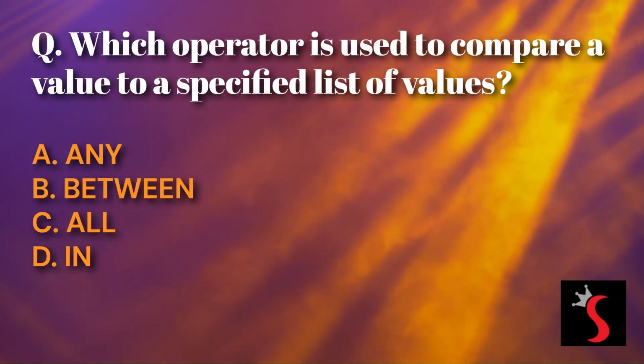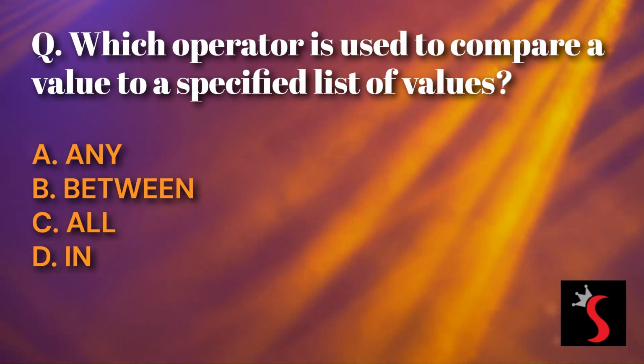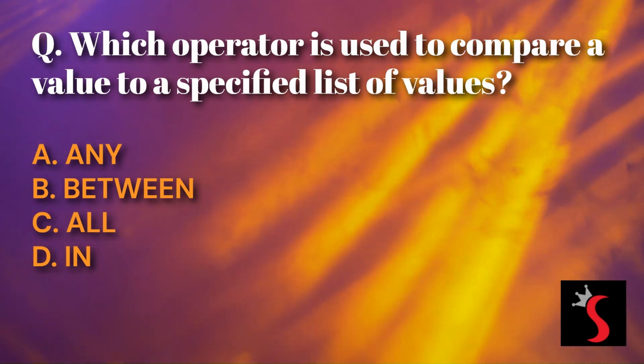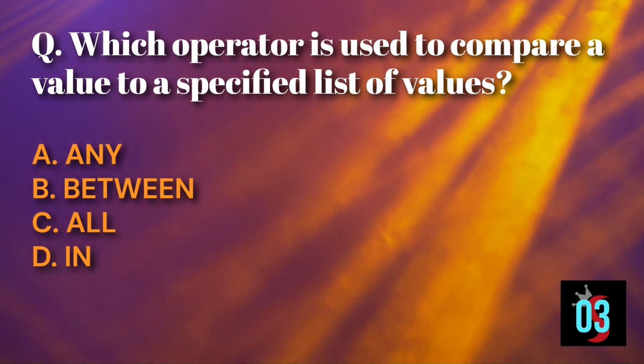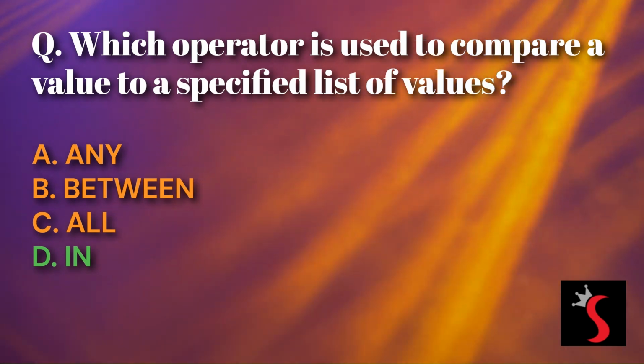Which operator is used to compare a value to a specified list of values? A. Any. B. Between. C. All. D. In. And correct answer is option D.